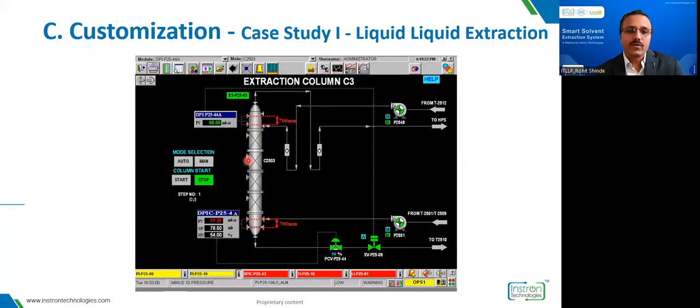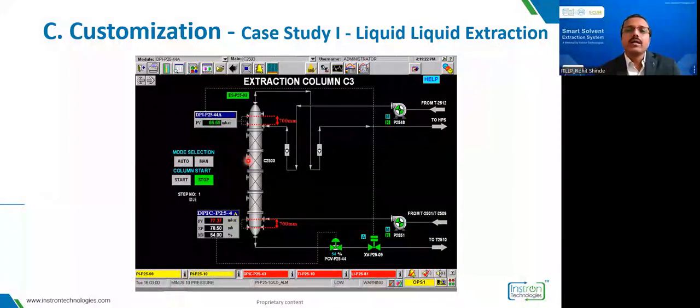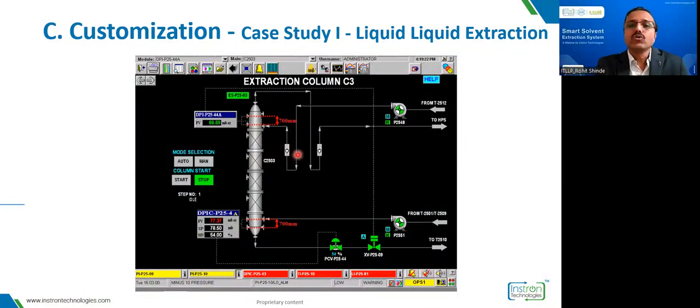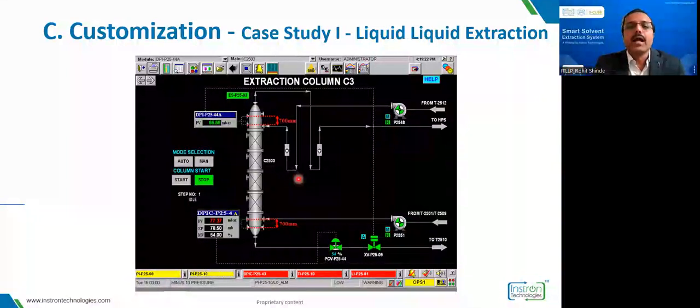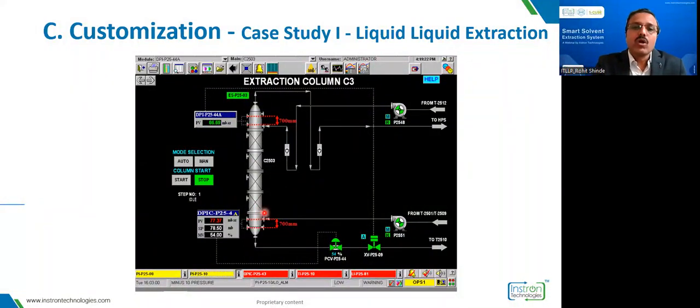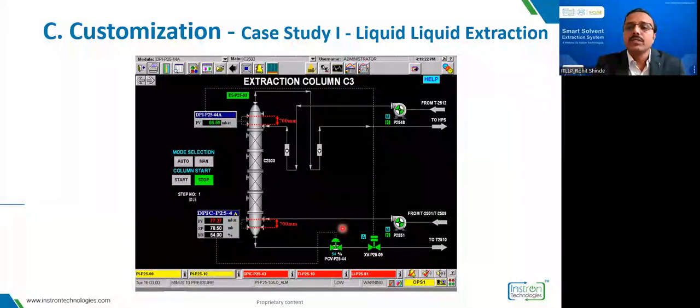There are a couple of examples I'll take you through. We supplied a liquid extraction column to one of our clients. The main purpose of the plant was to separate the DMAc from the water, which they wanted to reuse in their plant. In this case, we supplied the column and the distillation column along with all automation and IoT-based systems. The packings were customized and designed by S-Cube Mass Transfer.